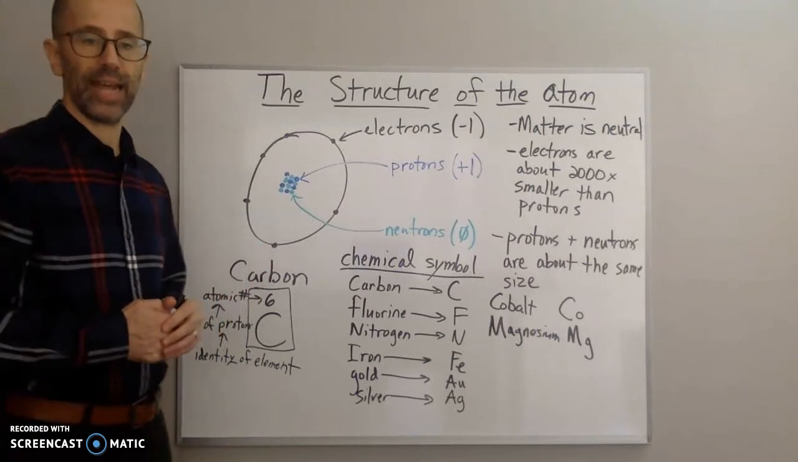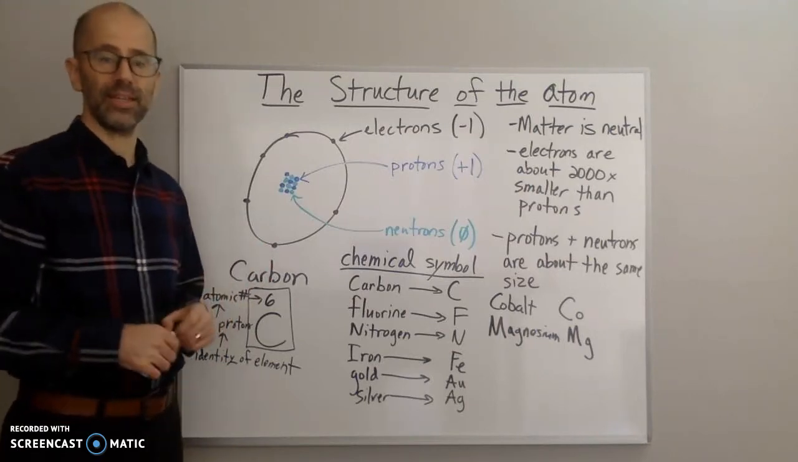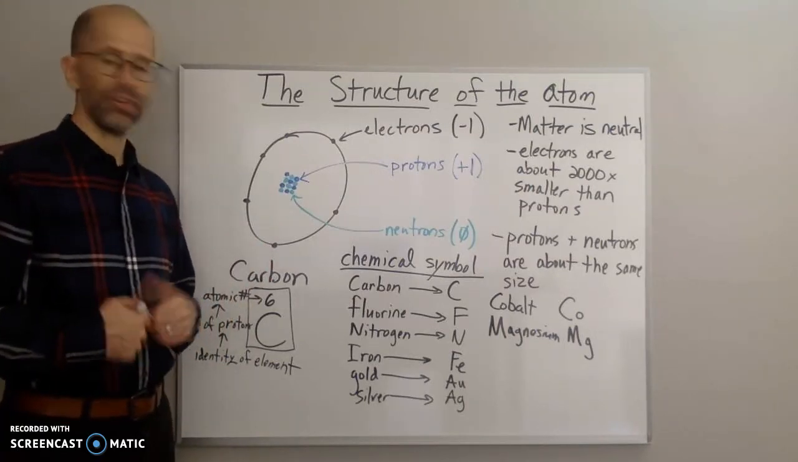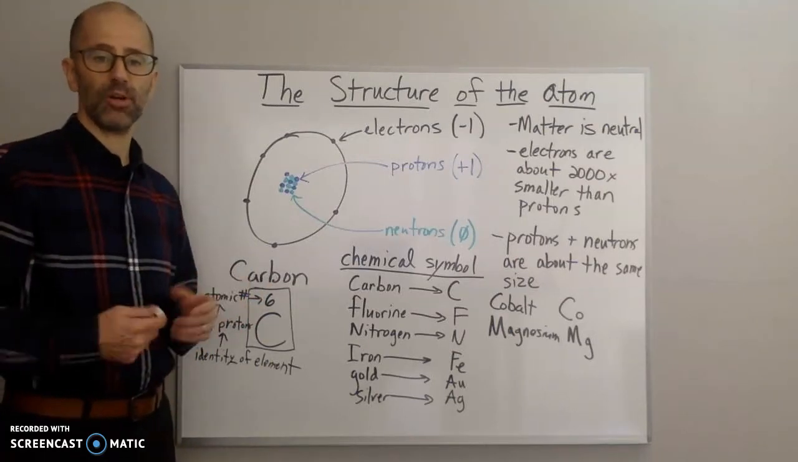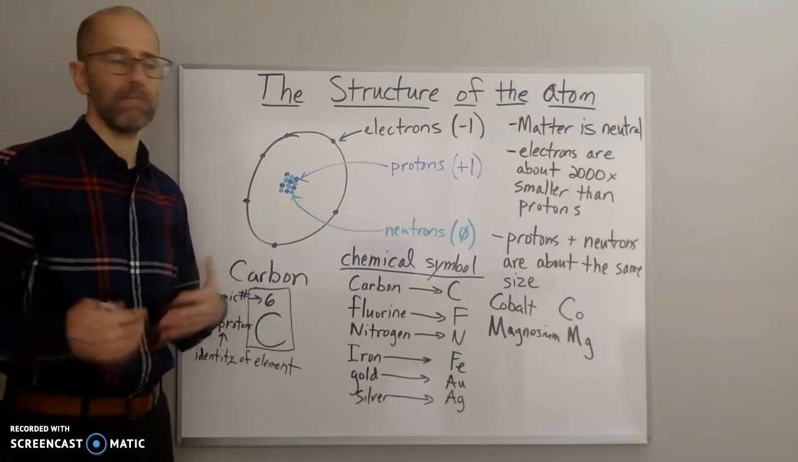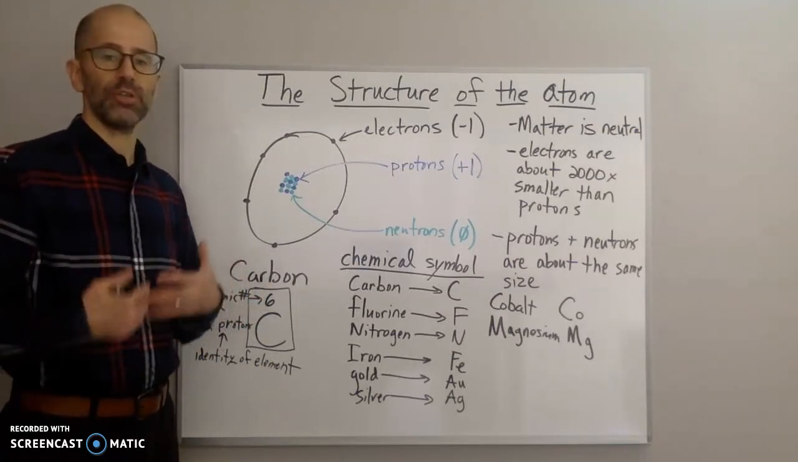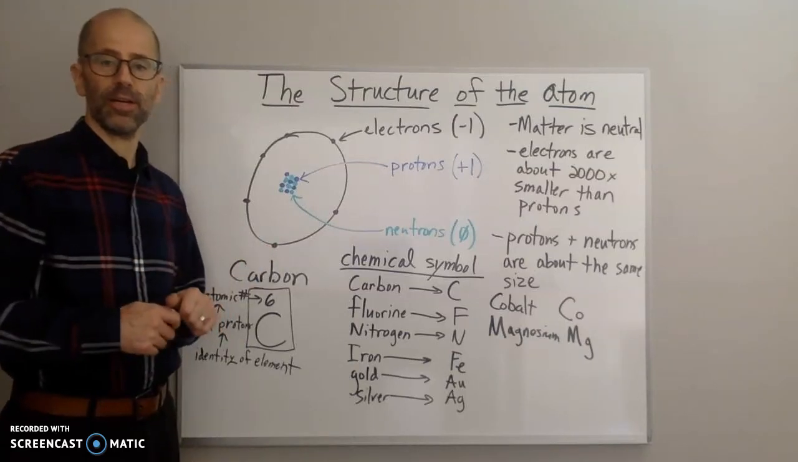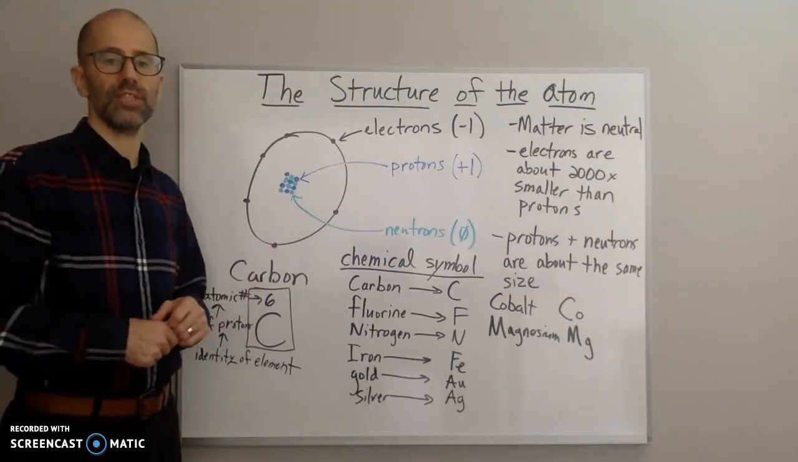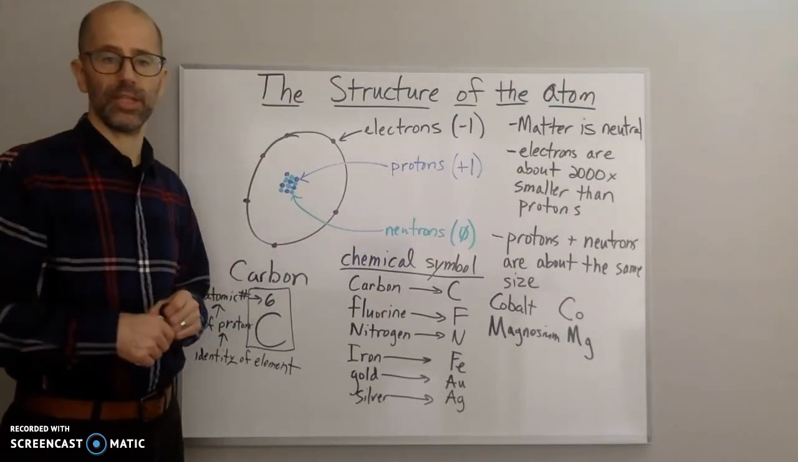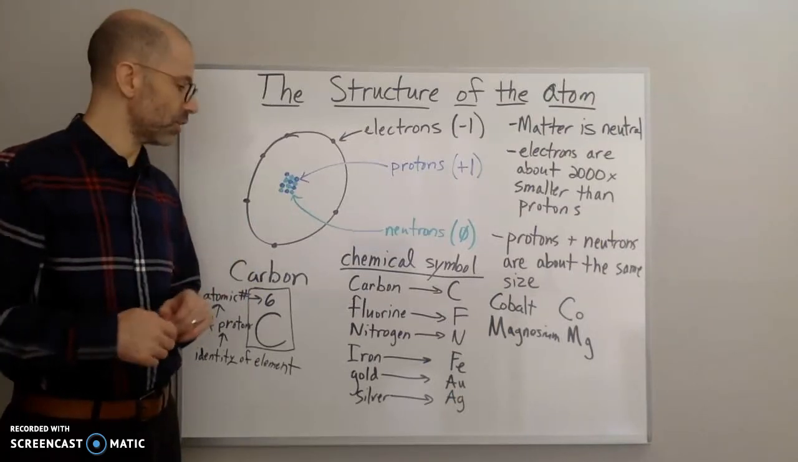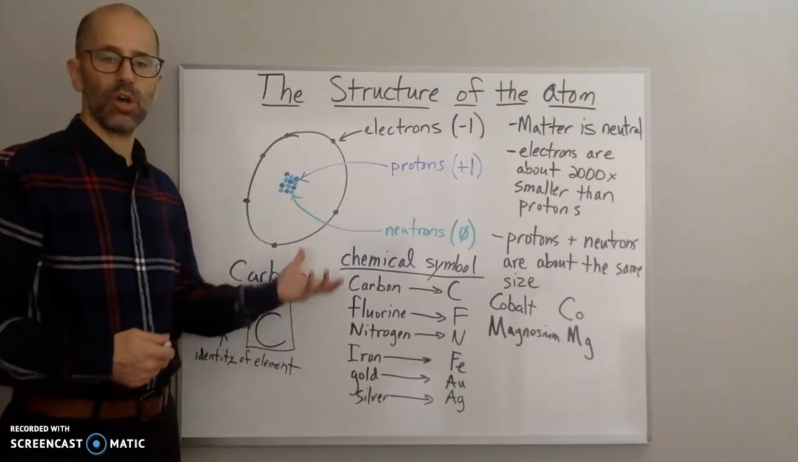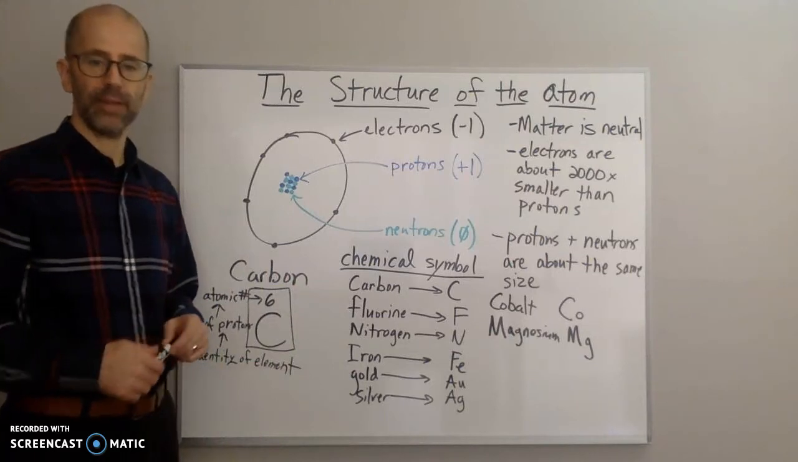Some elements are named according to where they were discovered. Some are named according to giving respect or acknowledgement to the discoverer, or maybe even a particular famous scientist, to give him props or something along those lines. So you'll see that on the periodic table.